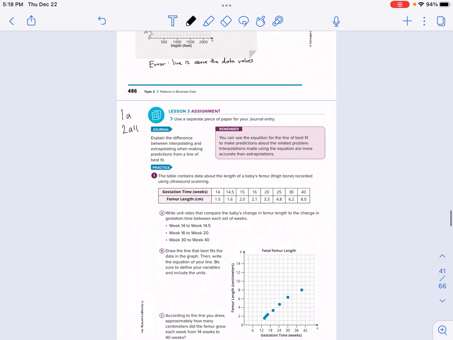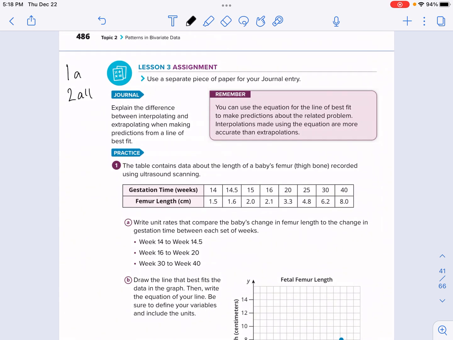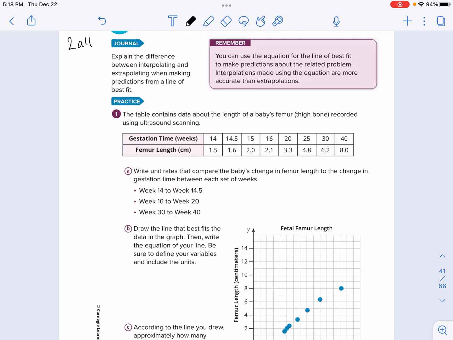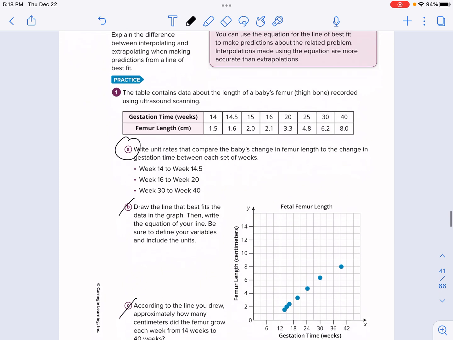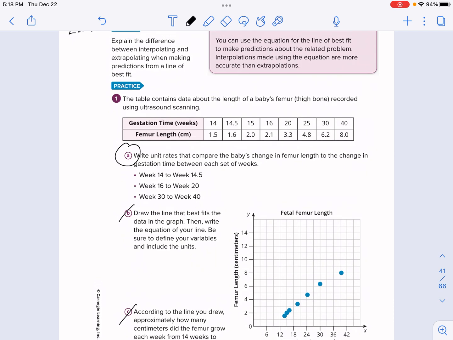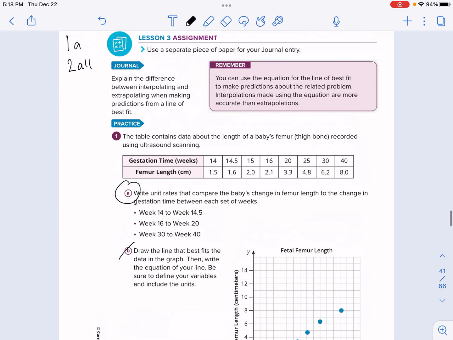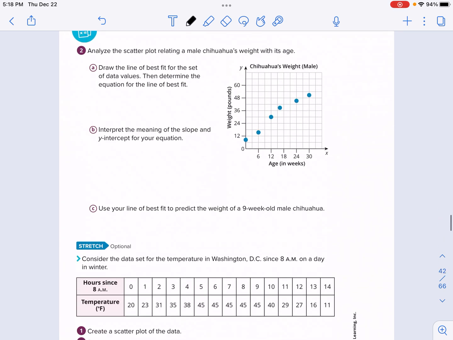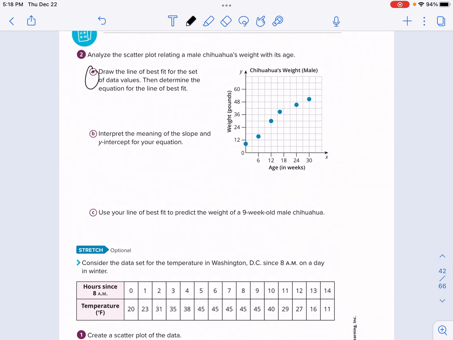Our assignment for this, we're actually not doing too much on the front side. We're only doing number 1A. So we're going to cross off B and C. We're just finding the rate of change or unit rates for this data set. And then we're doing all of number 2. So number 2A, B, and C using this data set that's already graphed. That's it. So really it's just 4 problems. Okay, let me know if you have any questions.